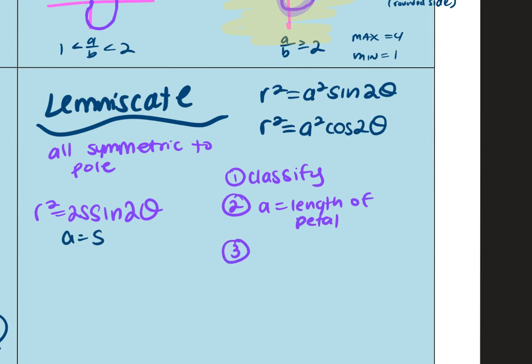Then I plug. Actually, we could do symmetry first. Find your symmetry, then plug a in for r. That will tell you where the loop is, and then you find that the other loop goes in the opposite direction. You literally make an infinity symbol.